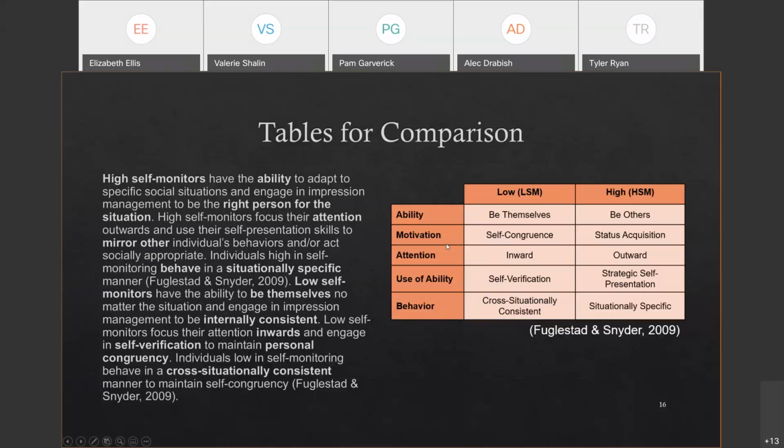All right, so tables for comparison. That's what I was talking about before. I've got this big old chunk of text and there's so much stuff in it. So you can make it into a table. You can just say we've got low self-monitoring, high self-monitoring. We have ability, motivation, intention, use of ability, and behavior. And we can nicely put all that information in there. We don't lose the context, but we get it in a nice, easy to read format. And we still have our handy citation down at the bottom.